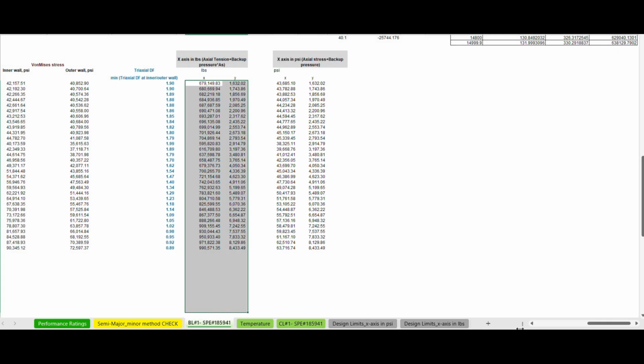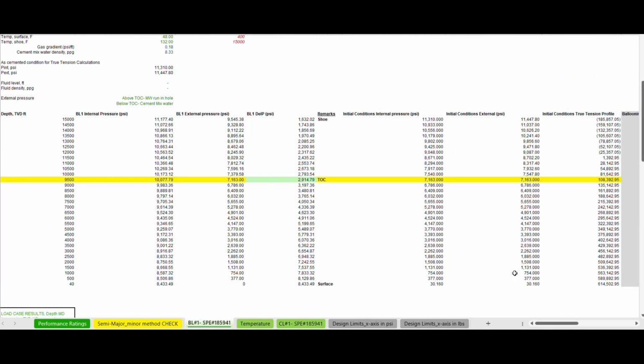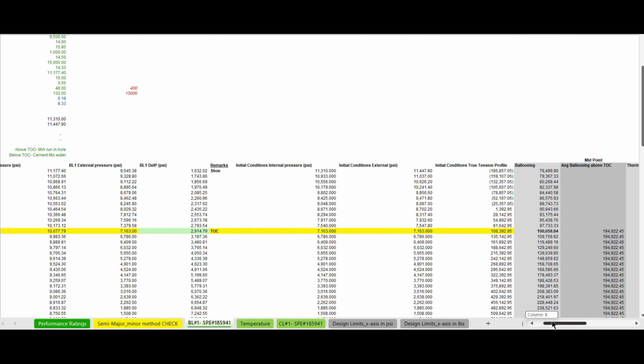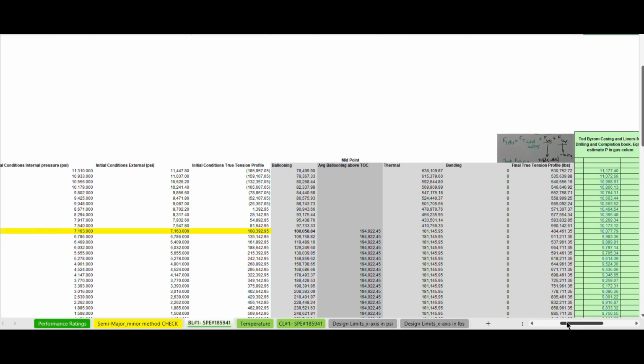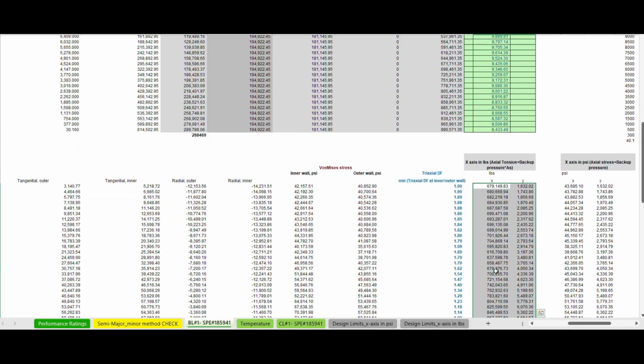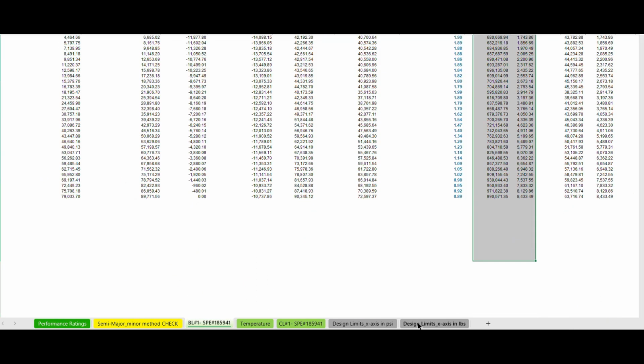And also I think we have shown that the final tension profile is basically a number that is superimposed on the initial conditions, with the major effects being the ballooning and the thermal, and then of course if you have bending or drag force, they will all be considered.